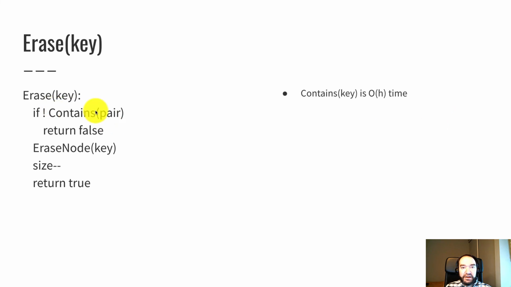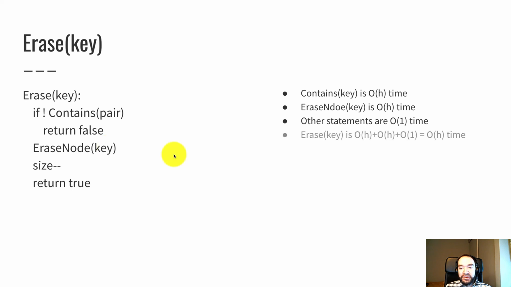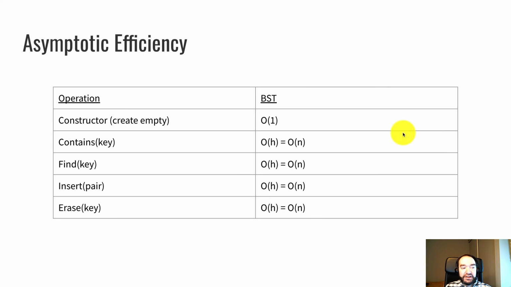And finally, we can analyze the overall erase function. The contains operation takes big O of h time. From earlier in this slide deck, EraseNode takes big O of h time. That was the previous slide. And the other stuff are constant time, size minus minus, and return. So altogether, we've got big O of h plus big O of h plus constant time makes big O of h total time.